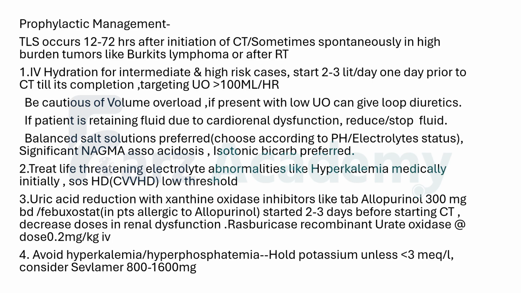IV hydration for intermediate and high risk cases: give at least 2 to 3 liters per day, one day prior to chemotherapy till its completion, targeting output more than 100 ml per hour. That should be the hydration plan. Be cautious of volume overload if present with low urine output. In such cases, you can give loop diuretics.